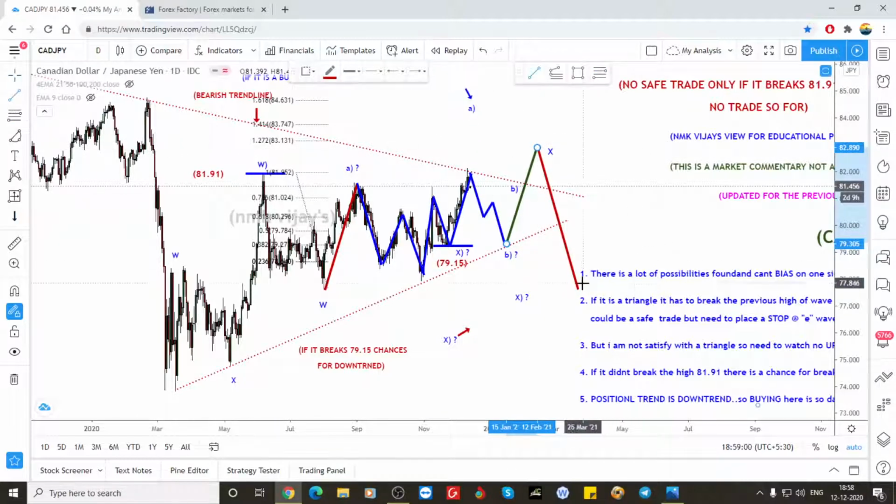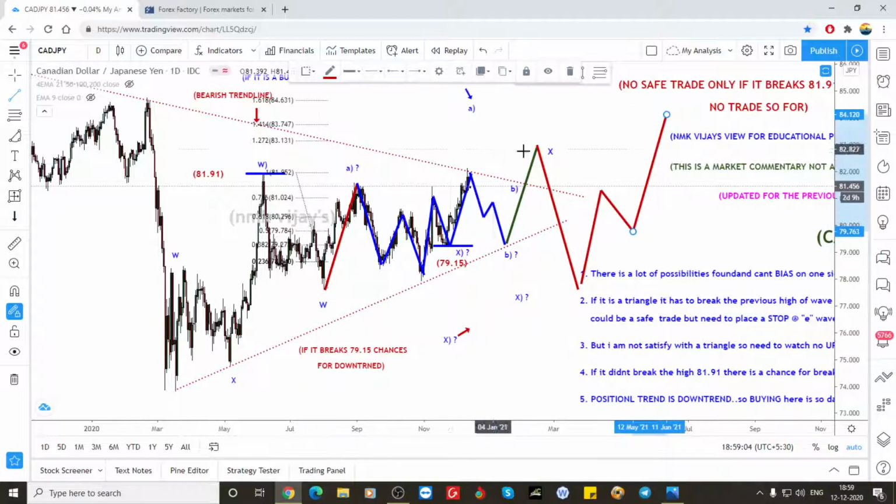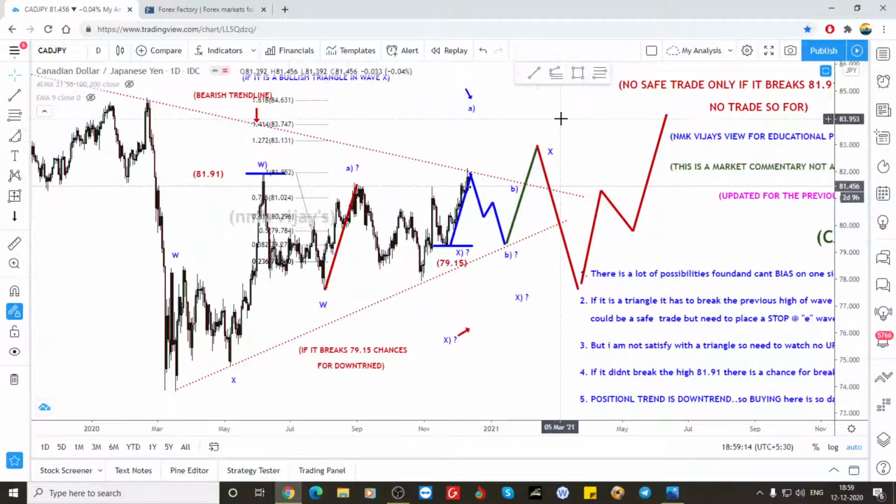After that, it can go back again for one more A, B, C. So a lot of possibilities. Another one is a triangle. Triangle means it doesn't want to break this, and again it can reach the target here. Or if the XY is still alive, it can do like this. So these are the possibilities.